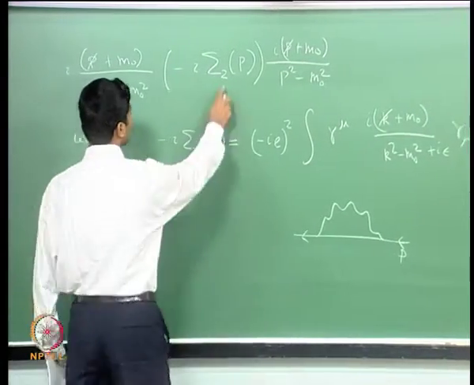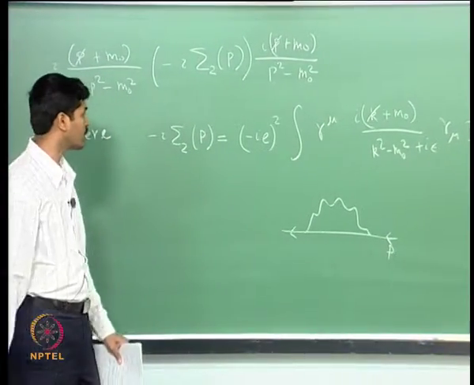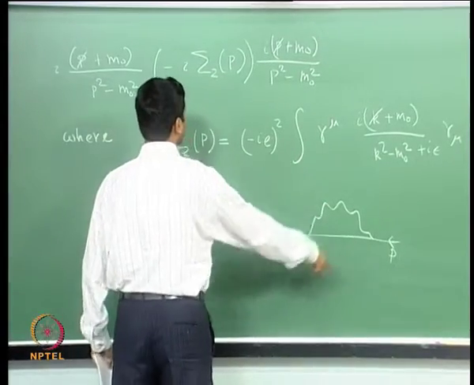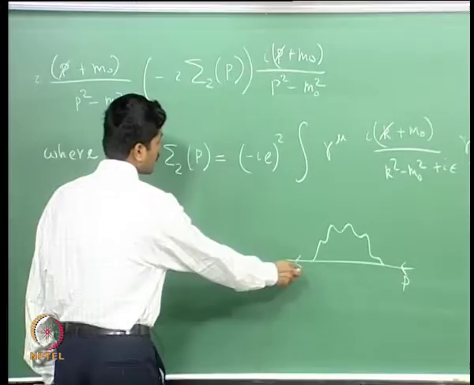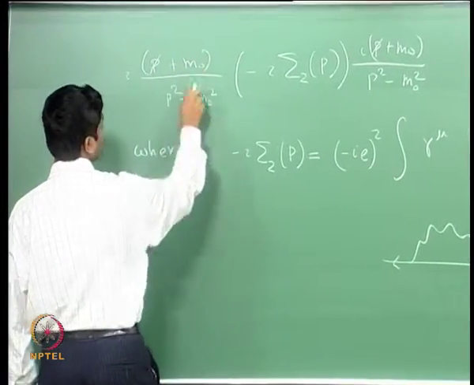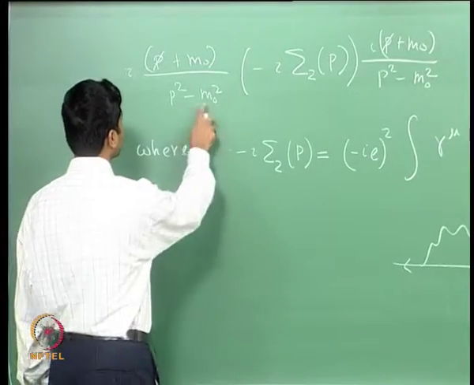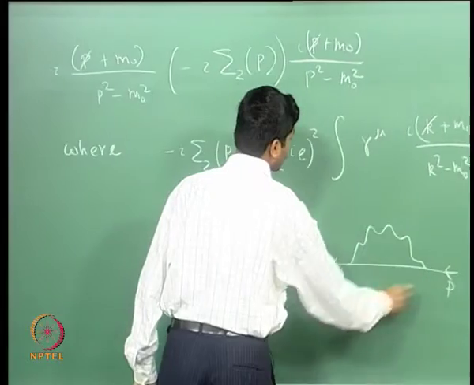Here it is e square, because it is one loop contribution, that is why there is this factor 2 here. And then there is this fermion propagator, which is again given by i (p slash plus m0) divided by p square minus m square. This is the i sigma 2 contribution from this loop.